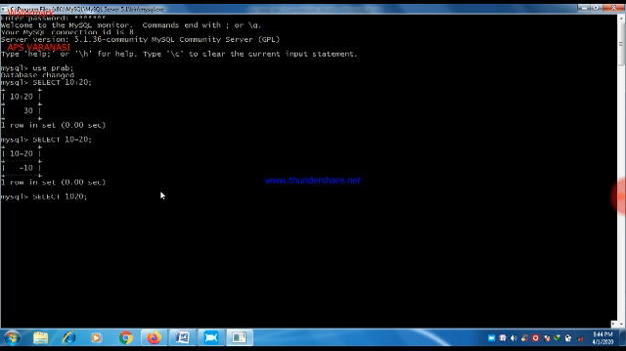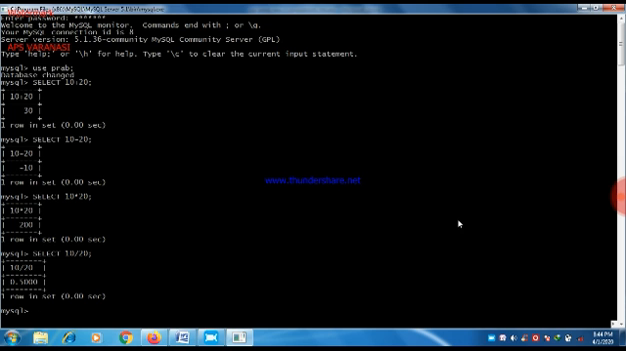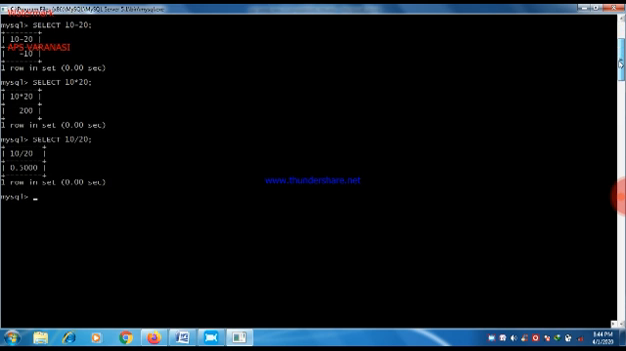If we want to perform multiplication, then write 10 into 20, that is an asterisk mark, and it gives result 200. And if we want to perform division, then write 10 slash 20, and the final result is 0.5. And if we write 20 divided by 10, then the answer is 2.000. The answer will be in float value.